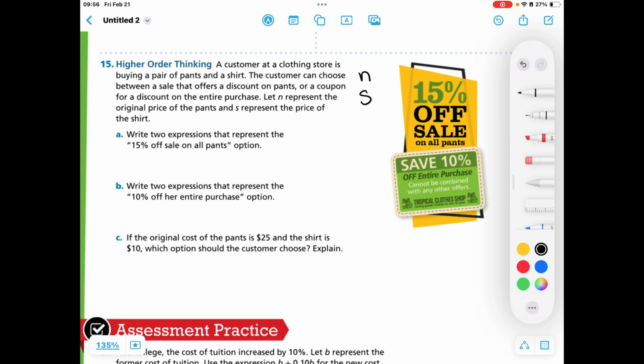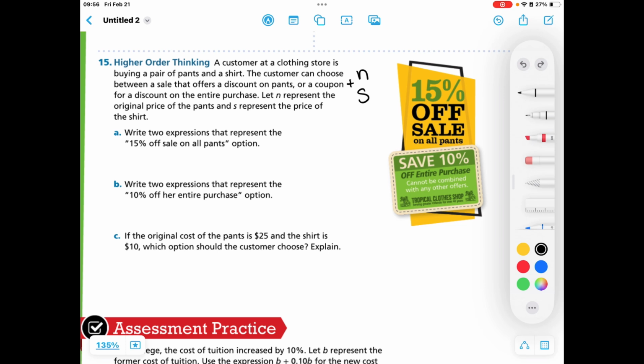With this, write two expressions that represent 15% off pants. We still have to add those together to give us our total, but we have 15% off pants. So 1N minus 0.15N, that's your 15% off, plus one shirt, because you cannot use the discount on the shirt. If we combine our like terms, 1 minus 0.15 times N is going to be 0.85N. And then we have to bring along that S with us.